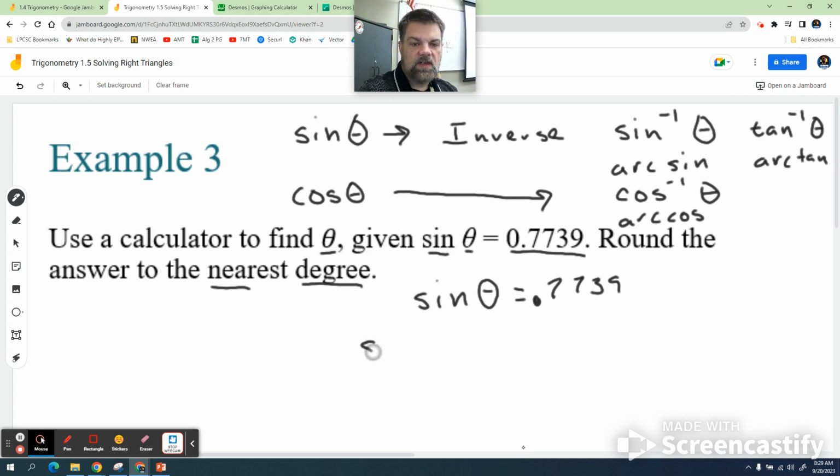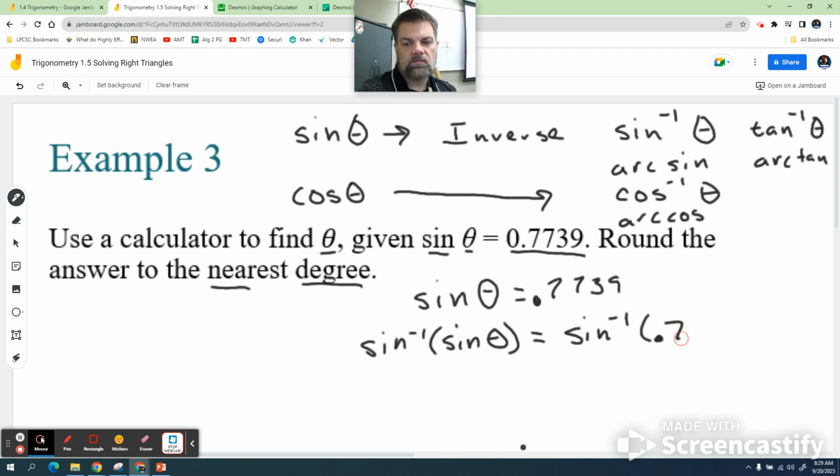An inverse undoes what's being done mathematically. So what I need to do, and I definitely want you to write it out this way, is take the inverse of sine of theta, and whatever I do on one side of the equal sign, I have to do to the other. And what happens is when you take the inverse function of a function, this cancels with this, and I'm just left with theta, which is good.